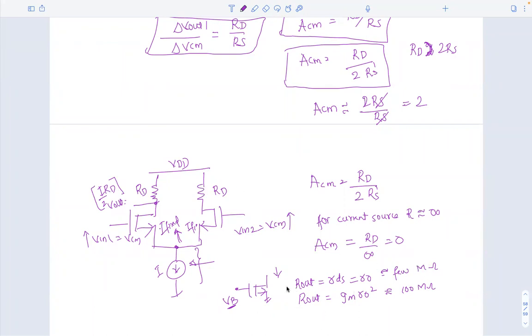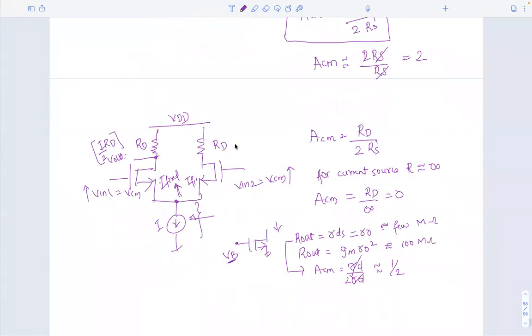Okay. So in this case, the common mode gain is again RD divided by, here also it is RD, 2 times of RD. So it will cancel out, and the common mode gain could be 1 by 2. Okay. So if you make it a PMOS active load, and this is also a PMOS active load, then the common mode rejection will be of the order of this number. Okay. So you need to make this a cascode to get the better rejection. Okay.